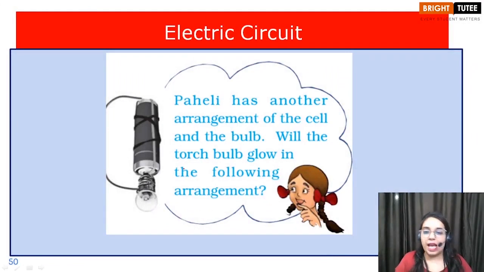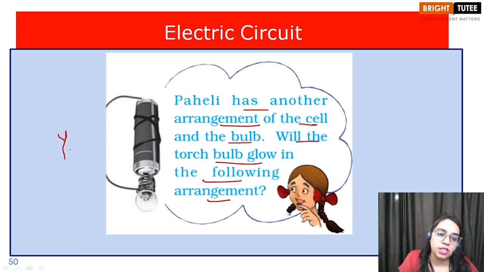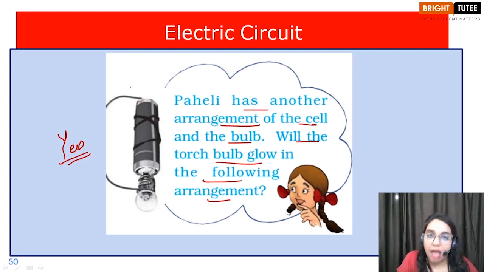Now children, we have our friend Paheli with us and she has a slightly different setup. She has another arrangement of the cell and the bulb. Will the bulb glow in the following arrangement? Yes children, the bulb will glow in this arrangement too because she has completed the circuit, in a similar way to what we have done in the activity.